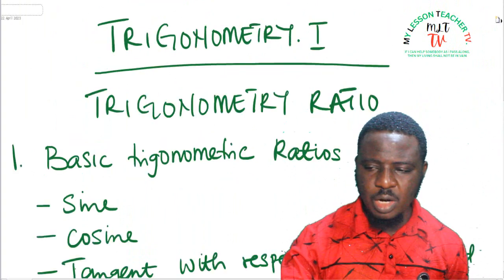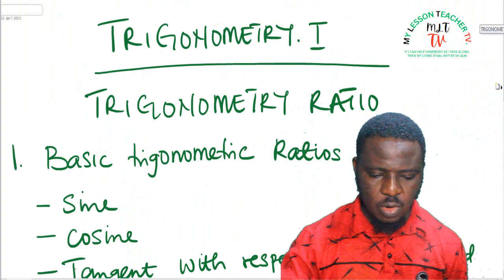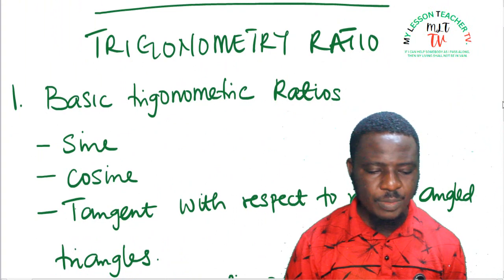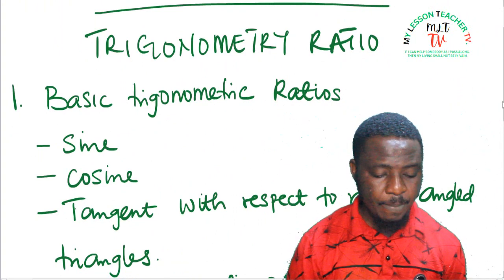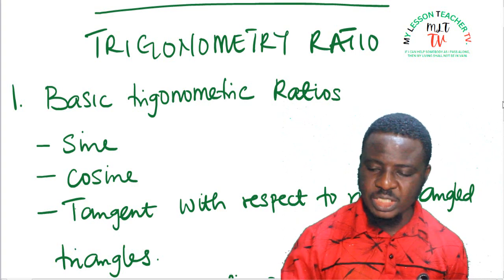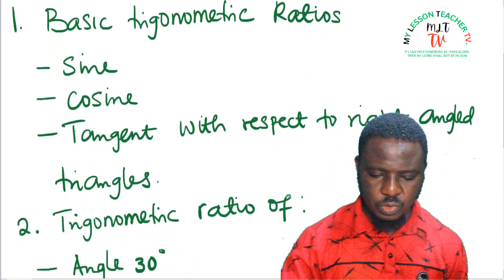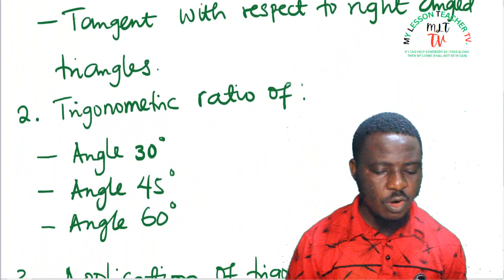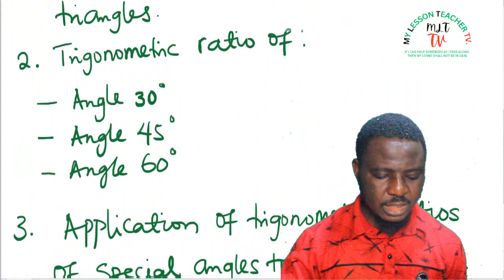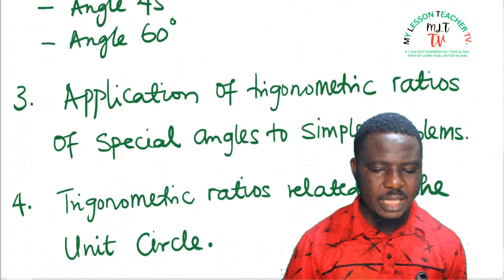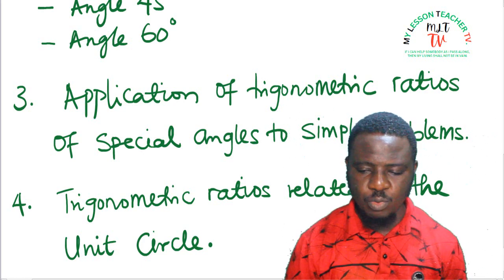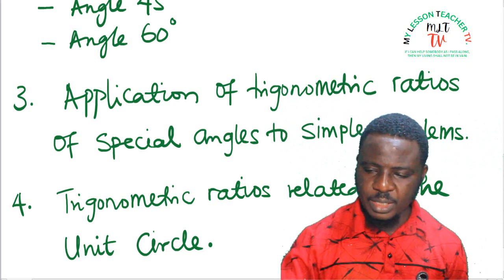In today's class, we shall be taking the basic subheadings. Under trigonometric ratio, we shall look at basic trigonometric ratios of sine, cosine, and tangent with respect to right-angled triangles. We shall also deal with trigonometric ratios of special angles 30 degrees, 45 degrees, and 60 degrees. In this lecture, we shall also look at the application of trigonometrical ratios to special angles to solve simple problems, and thereafter trigonometric ratios related to the unit circle.